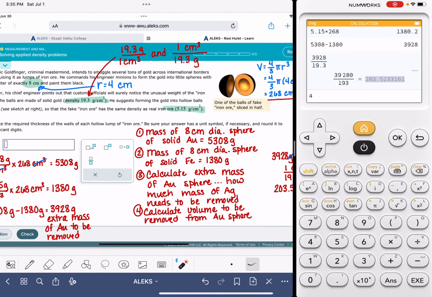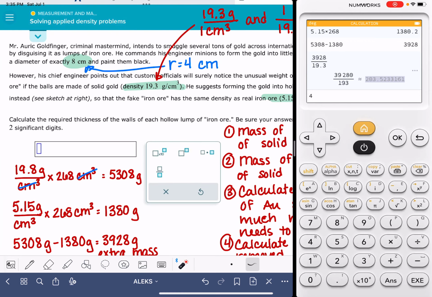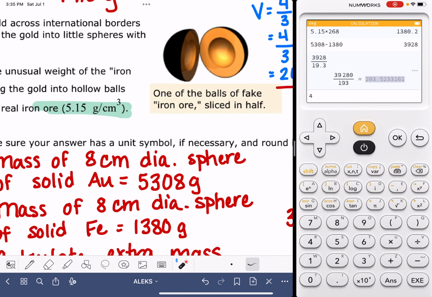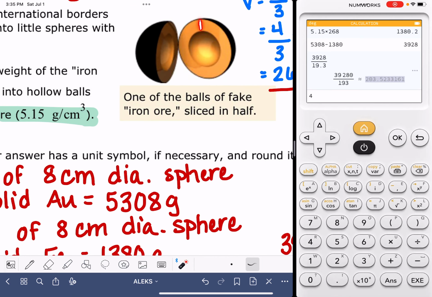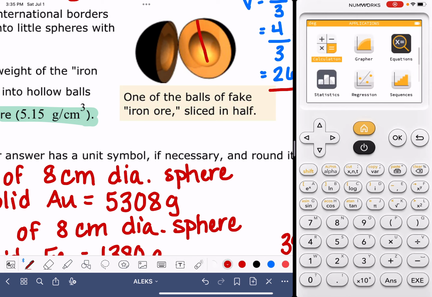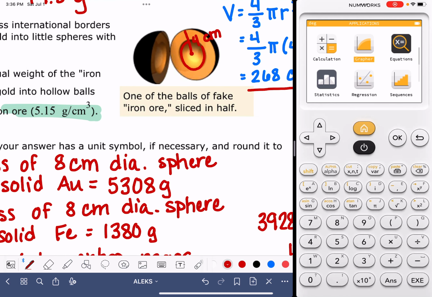The problem is asking me, let's go back and see what it's actually asking. What is the required thickness of the wall? So it's asking how big should this thickness be? I know that the whole entire thing is 8 centimeters across, or 4 centimeters in terms of the radius. So what I need to do next is calculate the radius of this hollow sphere on the inside of this big huge lump of gold.